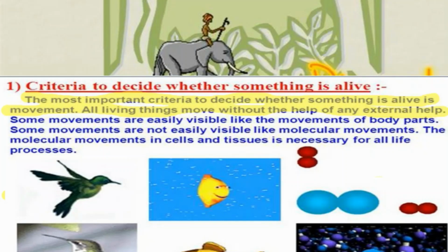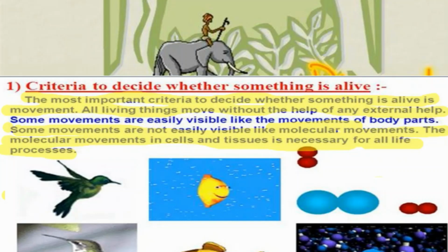So the criterion of movement, as it is written, is not always correct. Sometimes if the visible movement is not there, even then the thing is alive. Then what kind of movement makes a thing alive? Some movements are not easily visible, like molecular movement. The molecular movement in cells and tissues is necessary for all life processes. Now I'd like to explain these two lines. What is molecular movement?